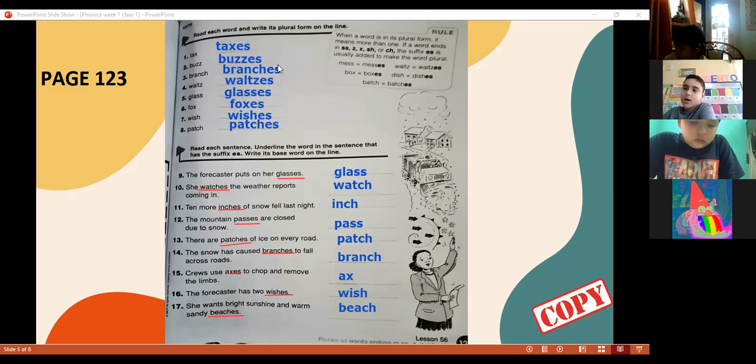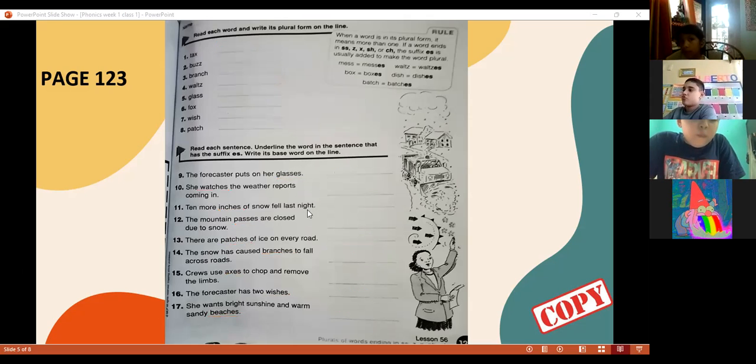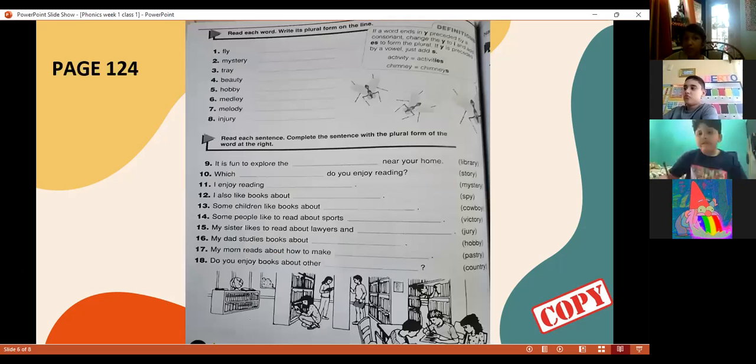Okay, let's go to the next slide. Here we have page 124, and the rule is the same. If a word ends in Y preceded by a consonant, remember, if there is a consonant, change the Y to I and add ES to form the plural. If the letter Y is preceded by a vowel, just add the letter S. Like activity, it is preceded by the consonant T, so we say activities. Chimney is preceded by a vowel, so we say chimneys with just the letter S.